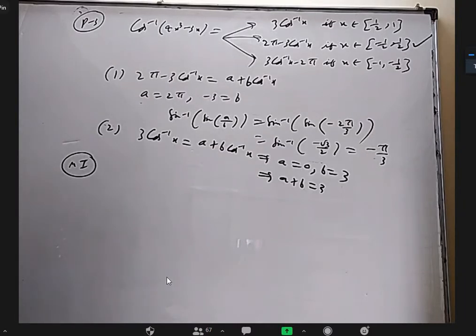Sir, sin inverse x maximum value is pi by 2, no, sir. And sin inverse x is pi by 2. Yes. Sin inverse x whole square plus sin inverse y whole square equals pi square by 2. Only then sin inverse x equals sin inverse y equals pi by 2.